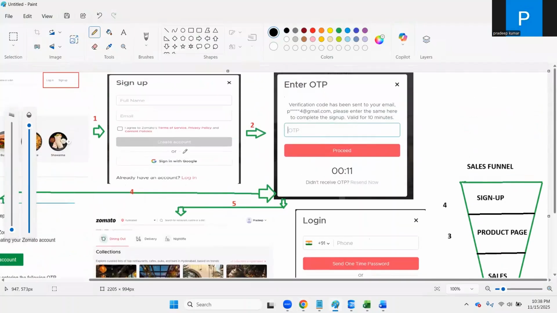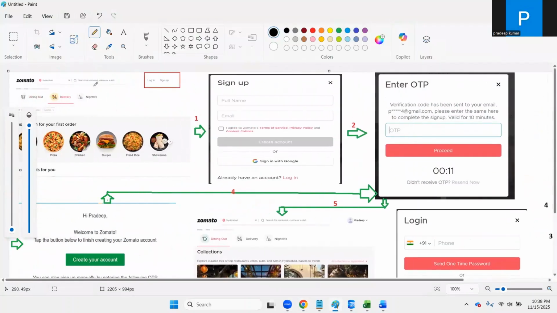So let's say we have Zomato, where they have a web page on the website. Once a user has landed on this page, they have two options. If there is an existing user, they can click on login. If there is a new user, he has to click on the sign up button. So let's say a new user lands on this page and clicks on sign up.